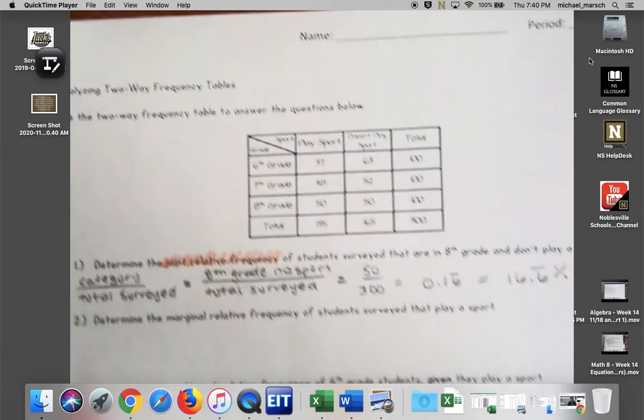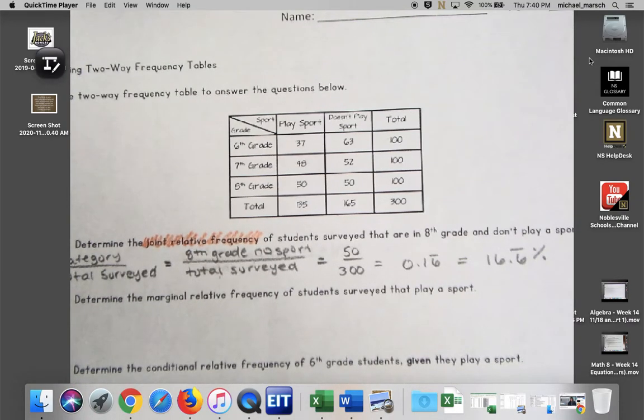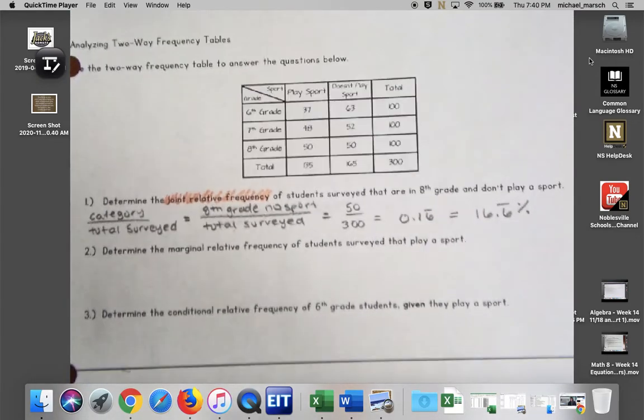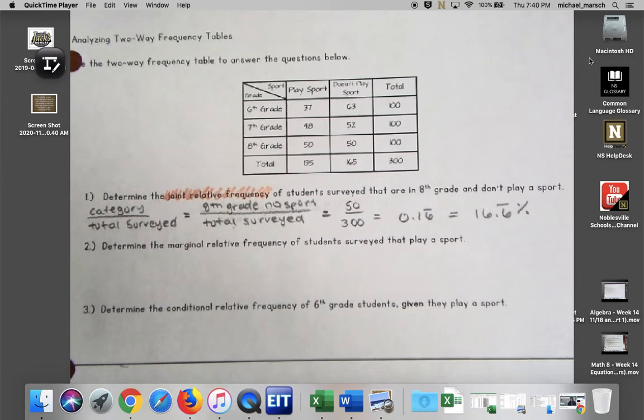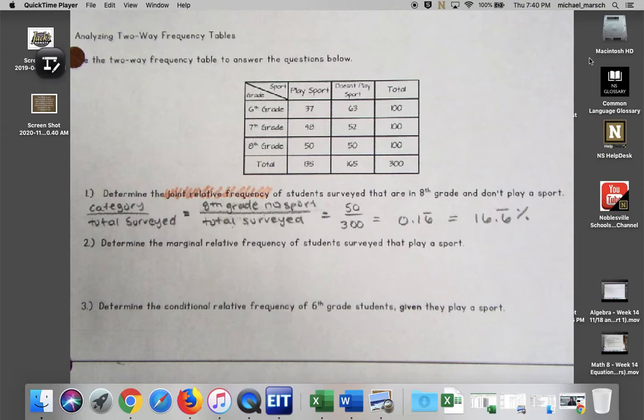Oh, guys, I'm sorry. This is all wonky. Let me zoom out a little bit. Focus. Okay, so if you need to freeze that, you can.